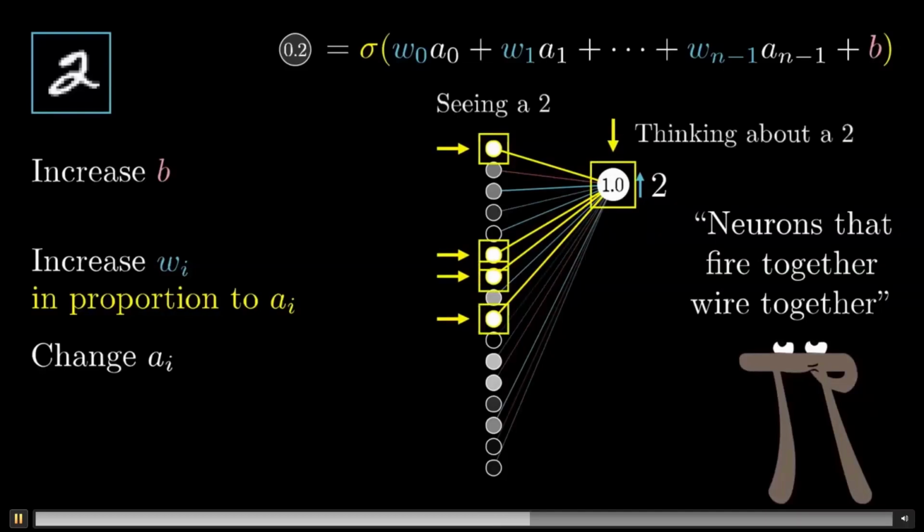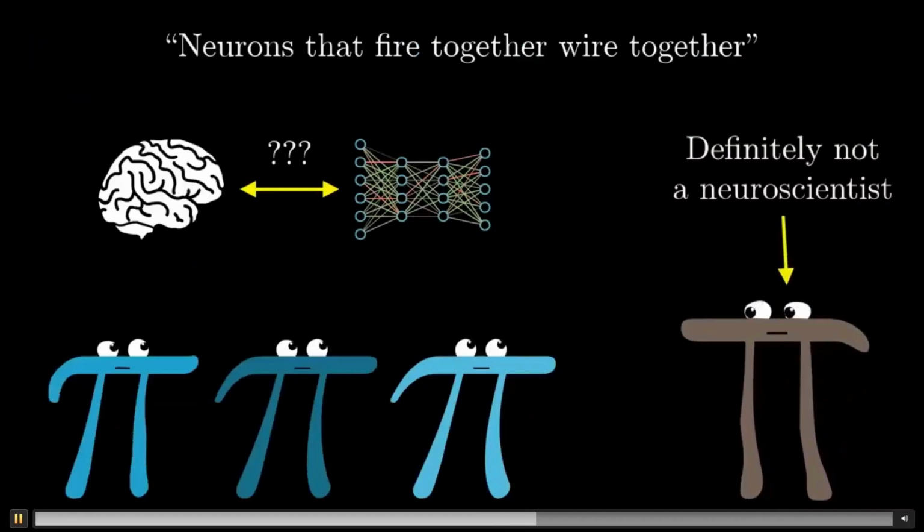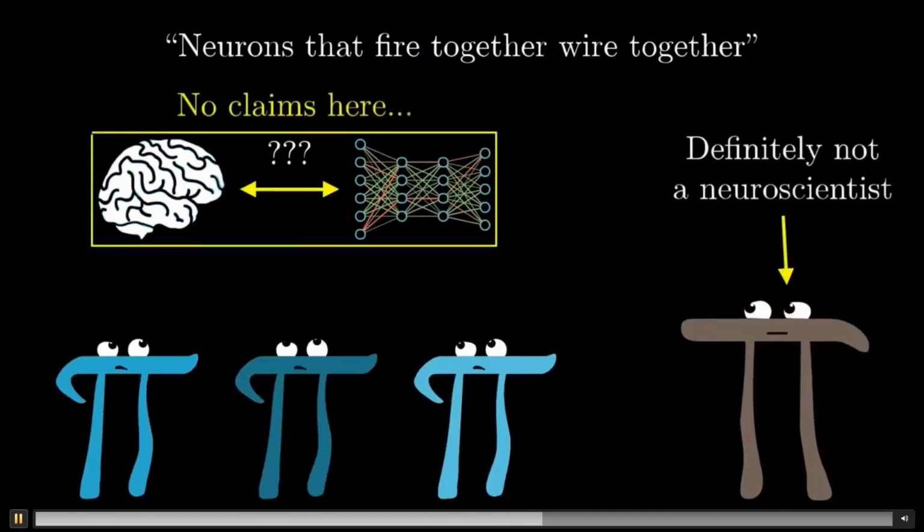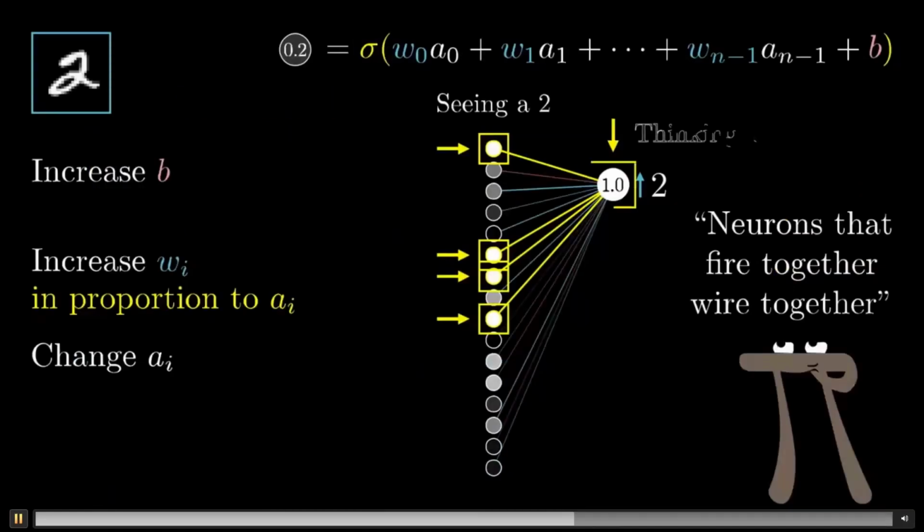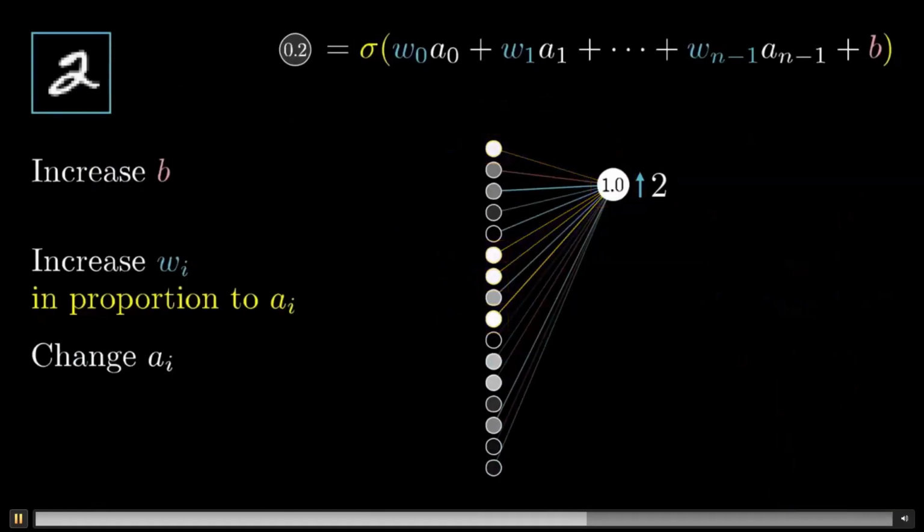To be clear, I really am not in a position to make statements one way or another about whether artificial networks of neurons behave anything like biological brains, and this fires together, wire together idea comes with a couple meaningful asterisks. But, taken as a very loose analogy, I do find it interesting to note. Anyway, the third way that we can help increase this neuron's activation is by changing all the activations in the previous layer.